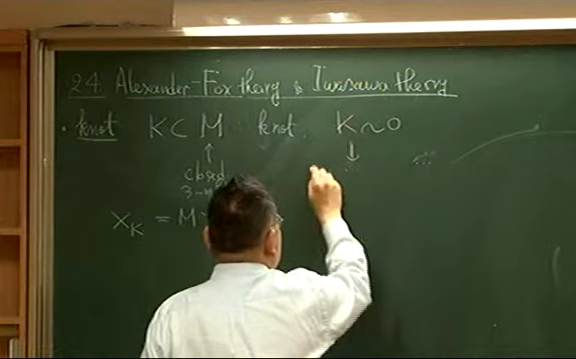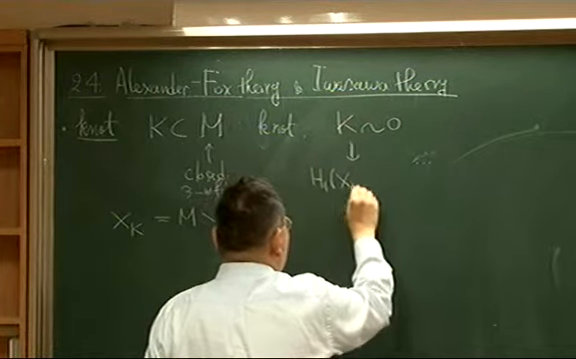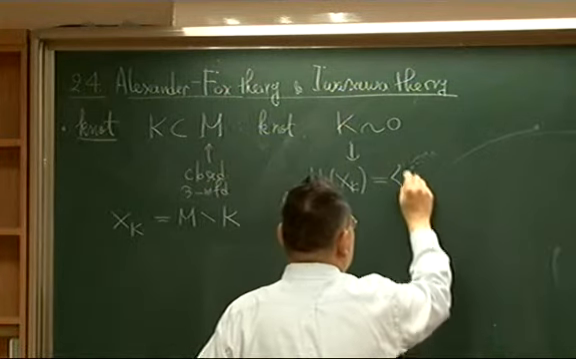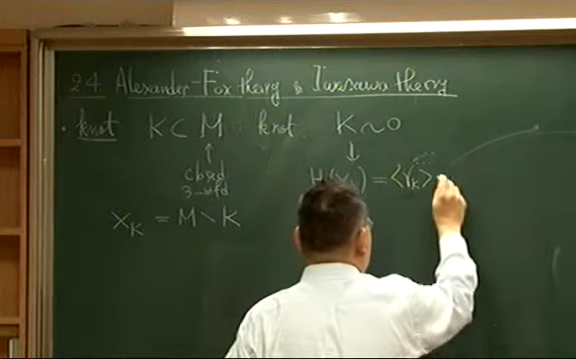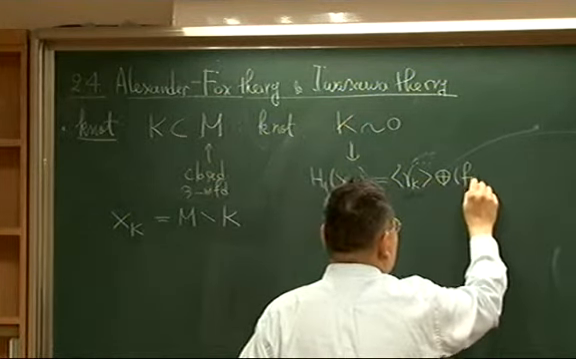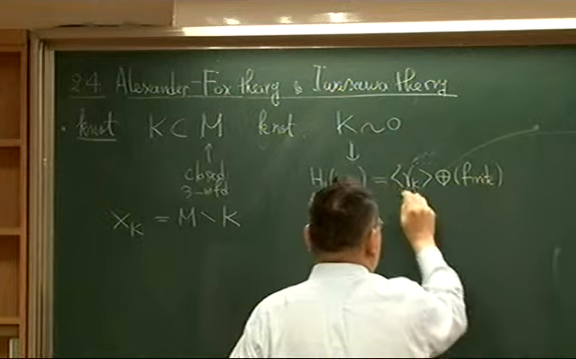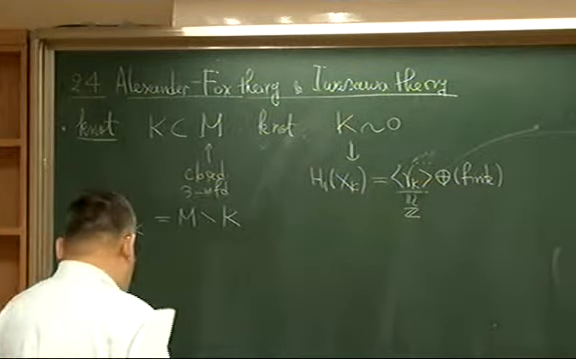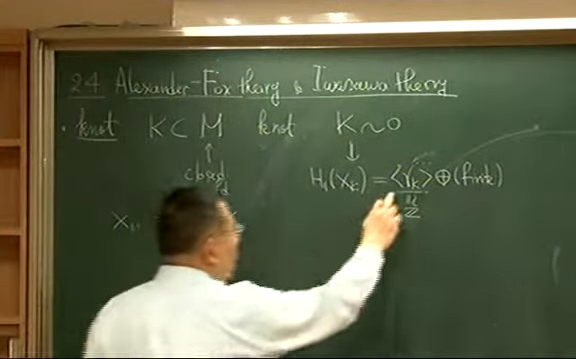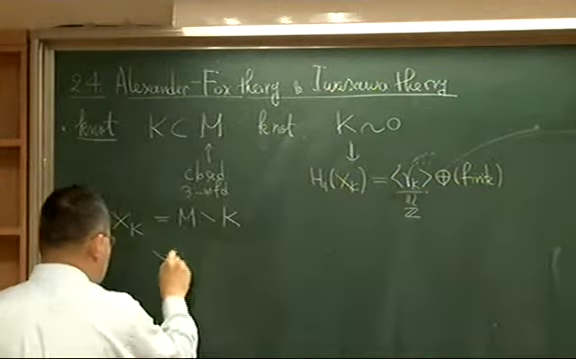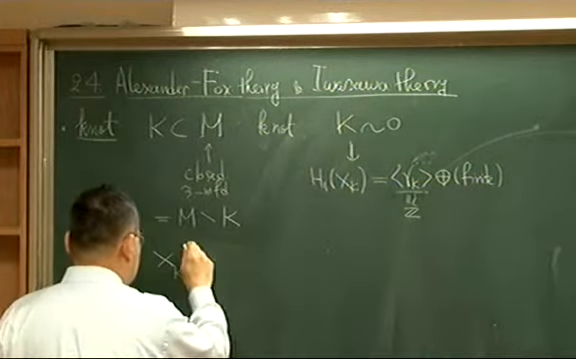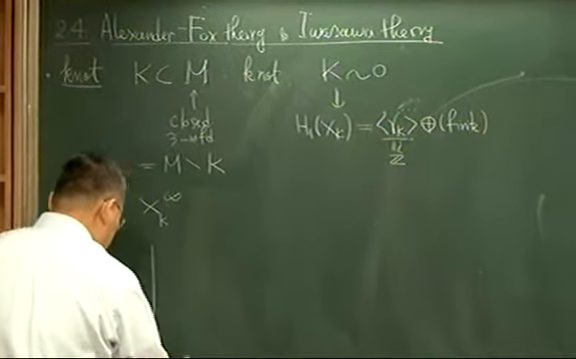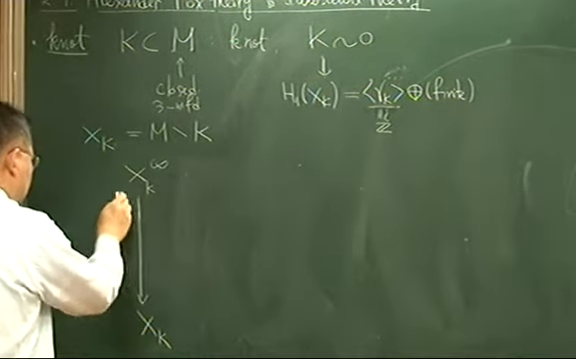By this assumption, the homology group of the knot complement is the sum of the infinite cyclic group generated by the meridian with some finite abelian group. This is isomorphic to Z. Okay, so here is a picture. By this, we have the unique infinite cyclic covering of X_K.